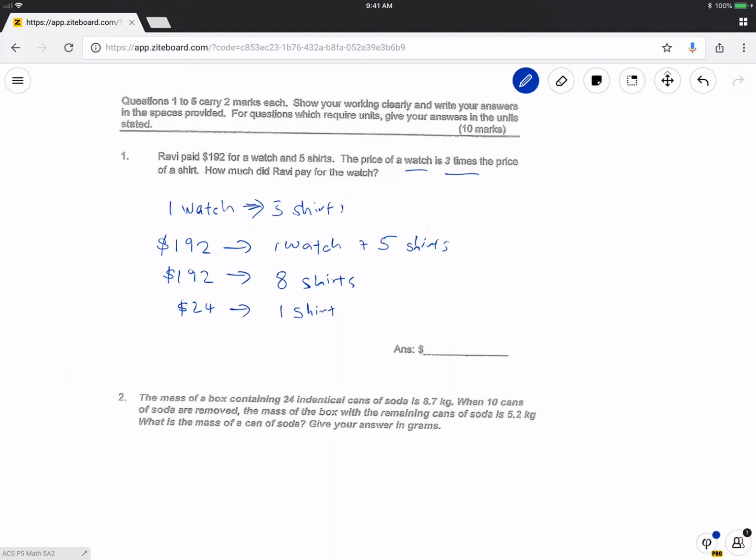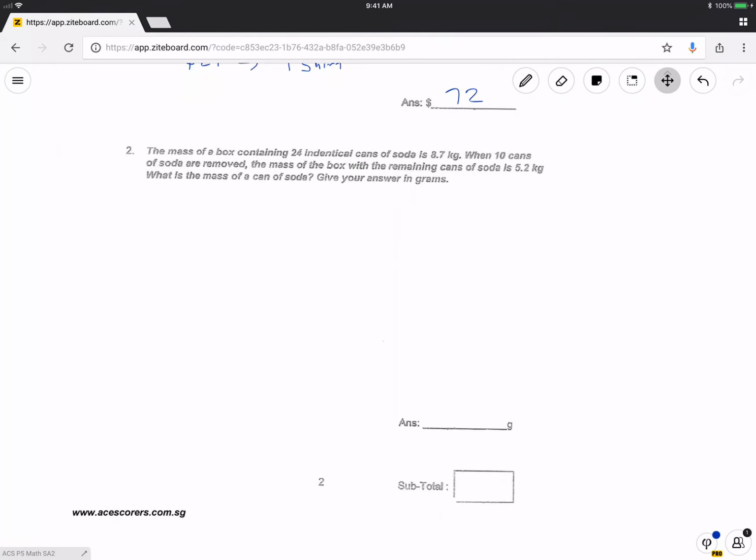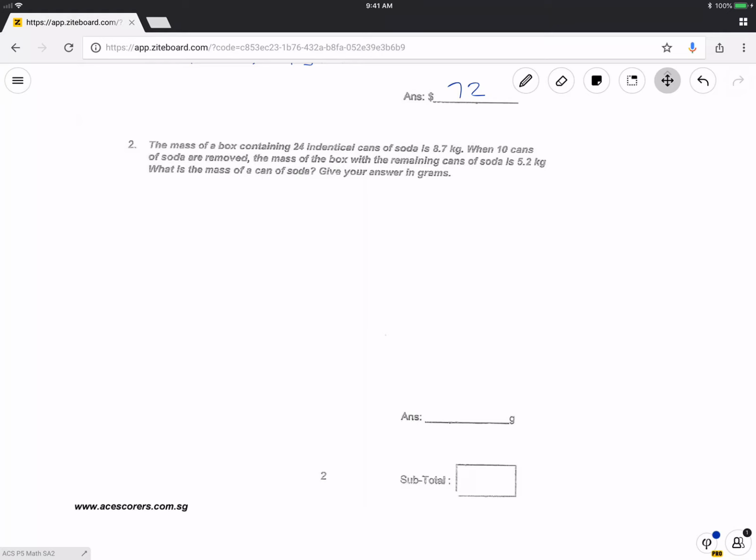And now if one shirt is 24, we want to find the price of a watch. So one watch would be 24 times 3, 72. Right, so this one is pretty fast. Not much heuristic is involved yet. Okay, let's take a look at the other one.